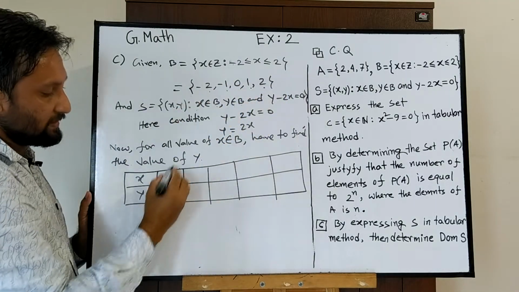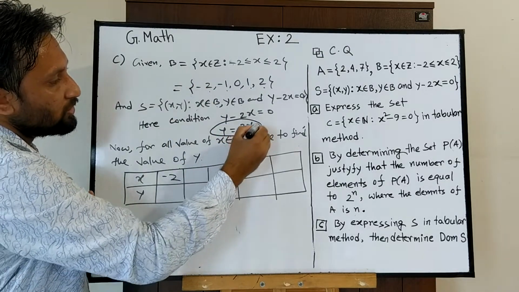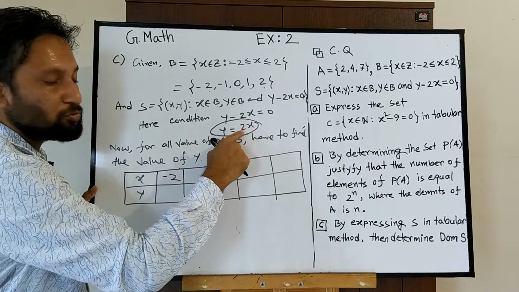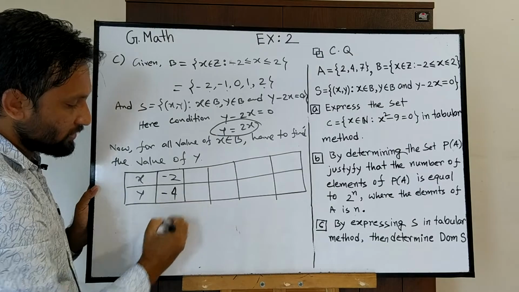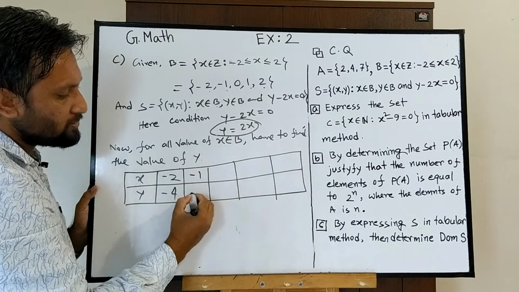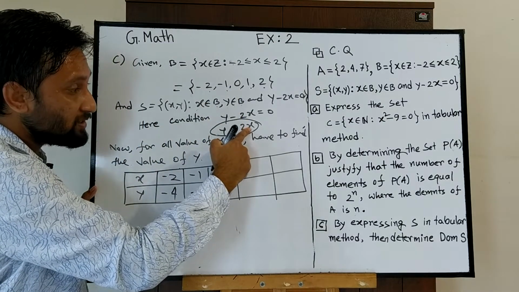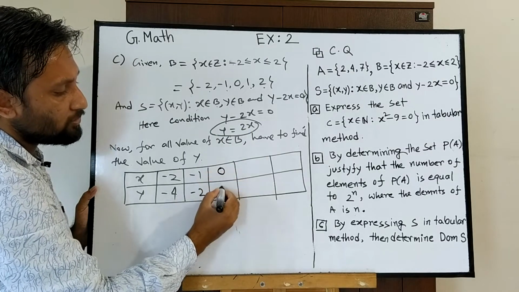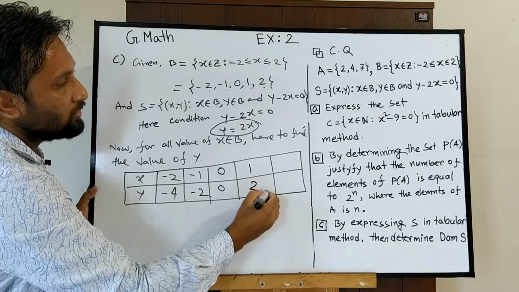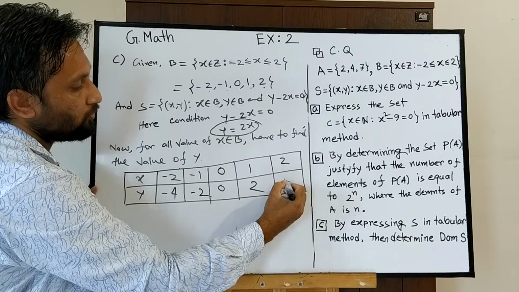that means minus 2. When x equals minus 2, using the equation we can find the value of y. So minus 2 into 2, that means minus 4. So y is minus 4. And if x is minus 1, then minus 1 into 2, that means minus 2. And when x is 0, putting the value of x as 0, then y equals 0. If x equals 1, then y equals 2. If x equals 2, then y is 4.